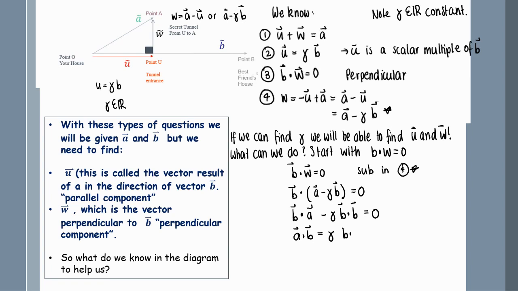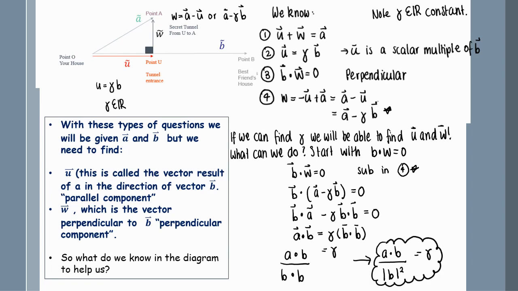On the left-hand side, I'm going to keep B dotted with A, but I'm just going to write it in alphabetical notation, so A dotted with B. If I take the minus gamma B dotted with B to the right, that will just become a positive gamma B dotted with B, and then divide both sides through by B dotted with B. In the end, we'll get that gamma equals A dot B over B dot B. Recall that B dot B is just the length of B squared. So, all in all, gamma, or our constant, is equal to A dot B over the length of B squared.